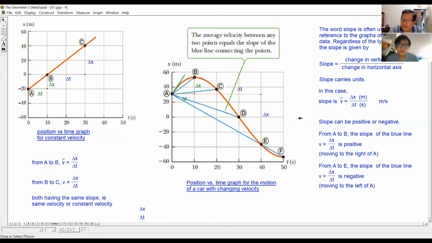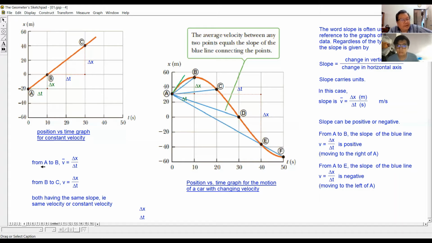Okay or not? So by looking at the graph, you have to decide whether it is a straight line or a curve. If it is a straight line, the slope is always the same, so the average velocity is always the same. If it is a curve, the slope is different, so the average velocity is different, changing all the time.